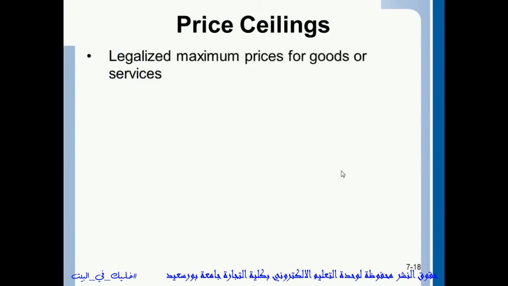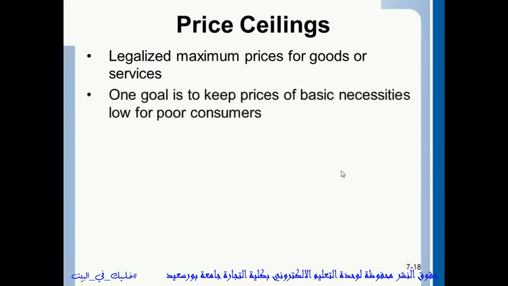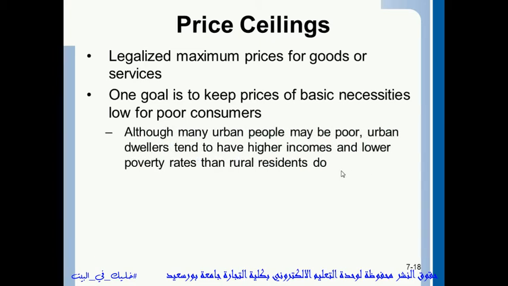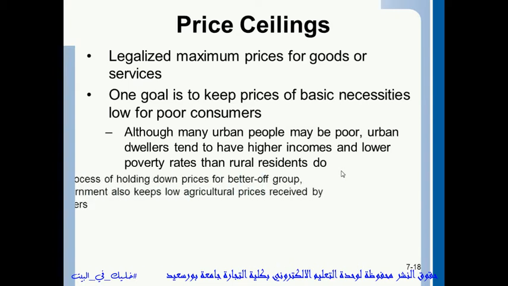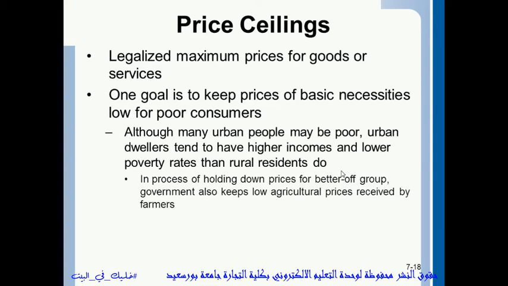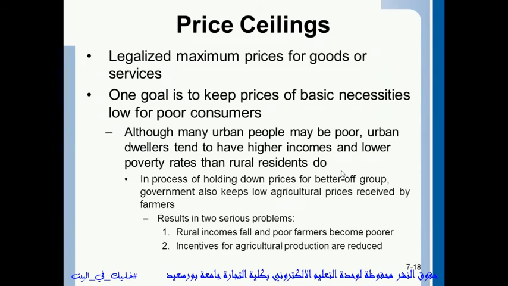Price ceiling, or maximum price, is a legalized maximum price for goods or services. One goal is to keep the price of basic necessities low for poor consumers. Although many urban people may be poor, urban dwellers tend to have higher income and lower poverty rates than rural residents. In the process of holding down prices for the better off group, government also keeps low the agriculture prices received by farmers, resulting in two serious problems. Rural income falls and poor farmers become poorer. Incentives for agriculture production are reduced.